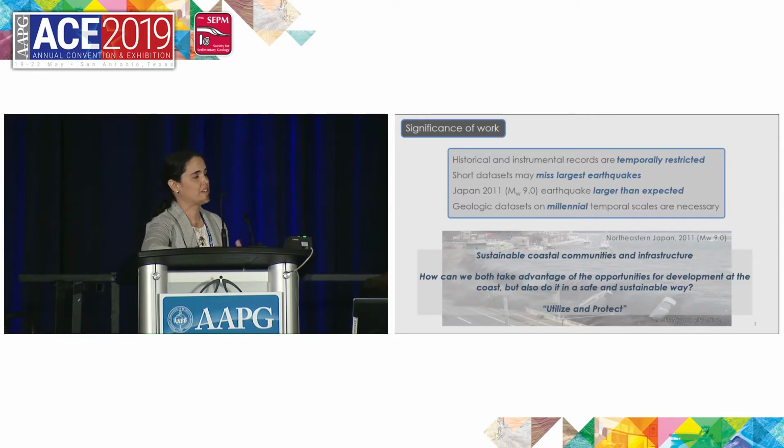So how can we take advantage of these opportunities along the coast? For example, in Japan, you had nuclear facilities along the coast. It's a strategic place, however, they weren't prepared to deal with tsunamis that affected that area. So how can we utilize and still protect these coastal areas?